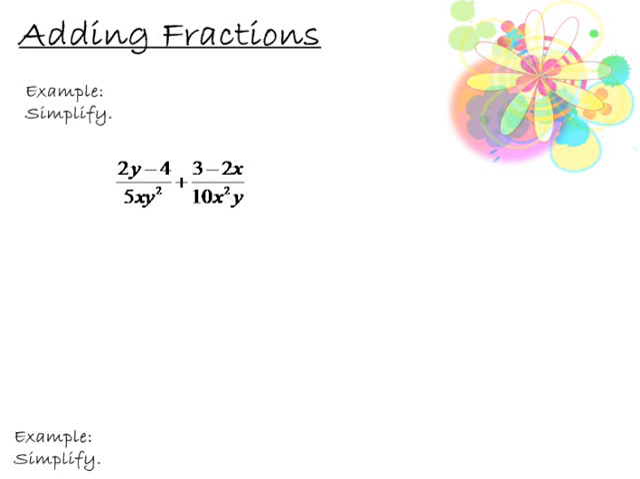Now we're going to go ahead and add our fractions. The instructions might say something like simplify. Well, in order to simplify, we need to combine our like terms. We need to add these, so we need to get a common denominator.